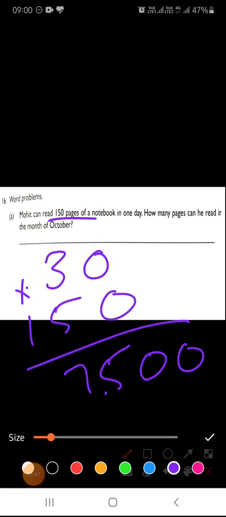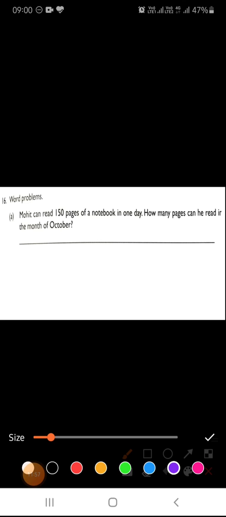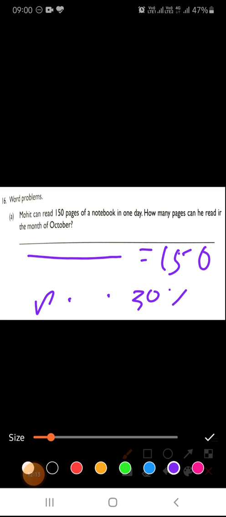Children, we have done a lot of practice of these word problems, so I think you will not face any problem, and you know how to make sentences for all of these, and you have to do all these yourself. First of all, what will you write? Book read in one day. Then book read in one day is 150 pages. Then book read in the month of October, you will write 30 multiplied by 150, then you will write the answer like this. Okay, it means with a statement you have to do this.